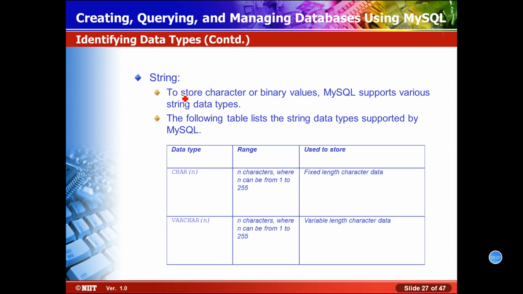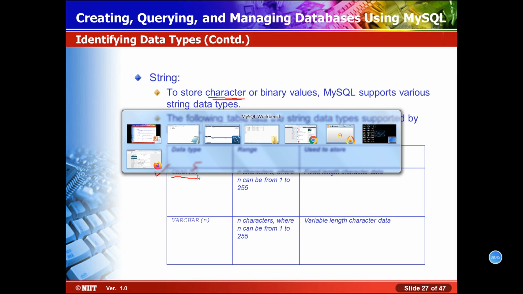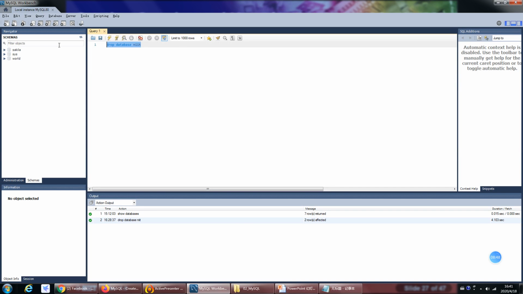String. To store characters, you can use different types of data types, such as char. Here n means how many characters you want to store. For example, you can specify 5 here, which means you want to store 5 characters. Let me show you this in practical.